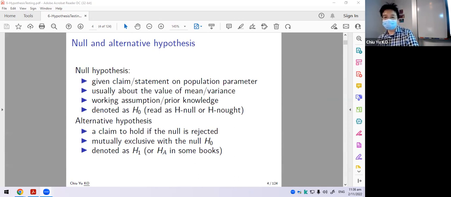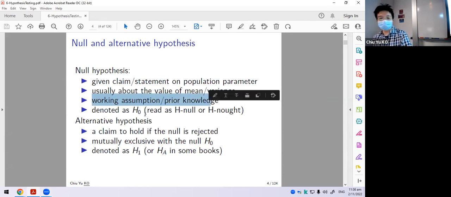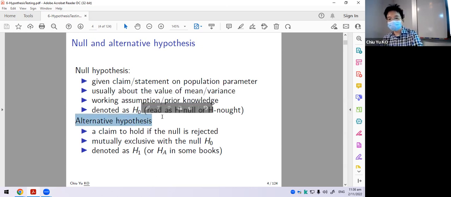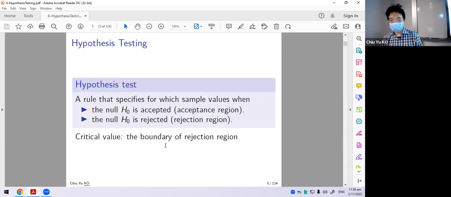We call this a working assumption or prior knowledge, and we denote it as H null, or H naught. Or alternative hypothesis, which is the claim we would hold if the null is rejected. It will be mutually exclusive with H null, and sometimes it's called H1 or HA. So it depends on what book you are using.